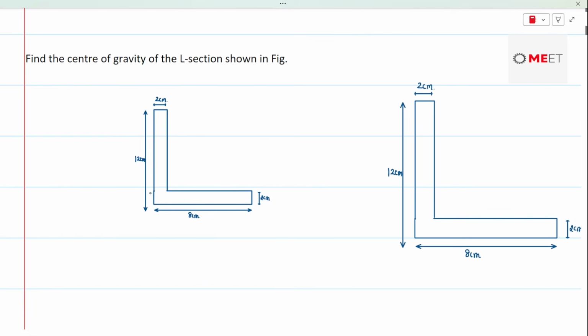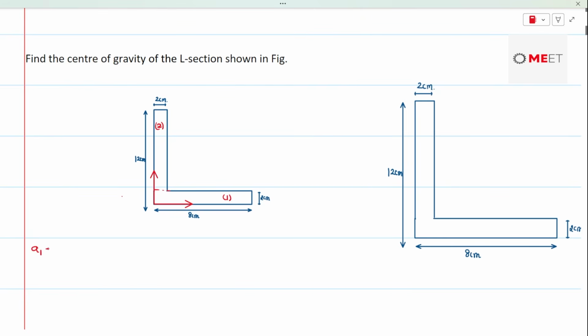Let's say the origin is defined at this location, with the X and Y axes. Now all the measurements have to be done from this origin. So let's call this area 1 and this area 2.